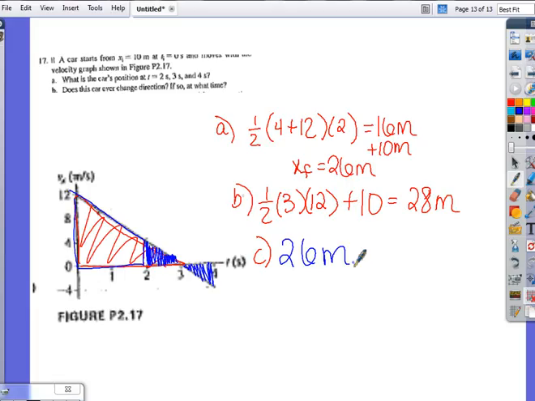B says, does the car ever change direction? Well, we're going at a positive speed here. All we're doing is slowing down. So this object is slowing down to a speed of 0 meters per second right here. Then we start to speed up in the negative direction. So we did change direction here at 3 seconds.